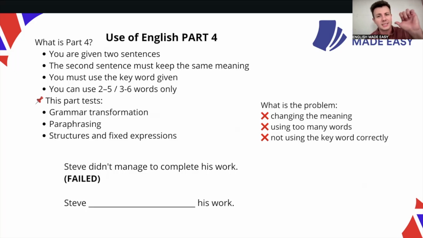So in C1, there's a lot of idioms, a lot of phrasal verbs, a lot of fixed expressions. So hay que saberlo, ¿eh? Hay que practicar y practicar esta parte y dominar pues idioms, phrasal verbs. In B2, there's also some phrasal verbs, not many idioms, but it's quite difficult. And yeah, the problem is changing the meaning, using too many words and not using the keyword.